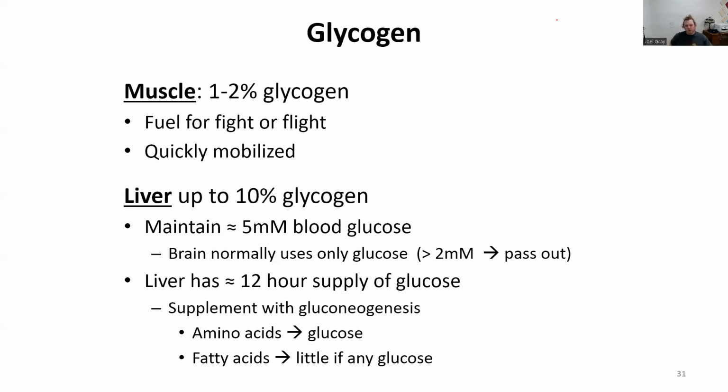The liver has approximately a 12-hour supply of glucose, and that can be supplemented with gluconeogenesis when needed. So amino acids can ultimately be shuttled for the formation of glucose. Fatty acids, if you have virtually no glucose, can ultimately be used too, because with fatty acids, you can get to acetyl-CoA. Acetyl-CoA can then be used to make pyruvate. Pyruvate can then go back up to make glucose through gluconeogenesis.